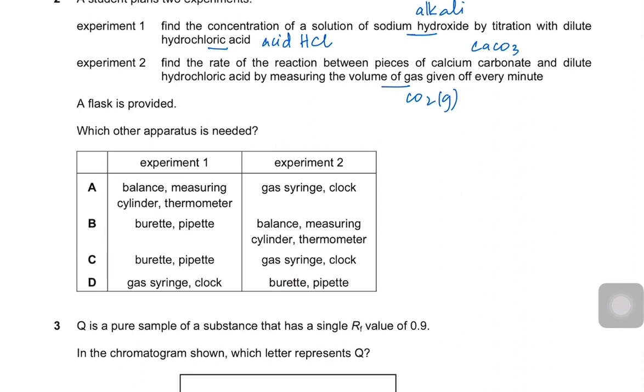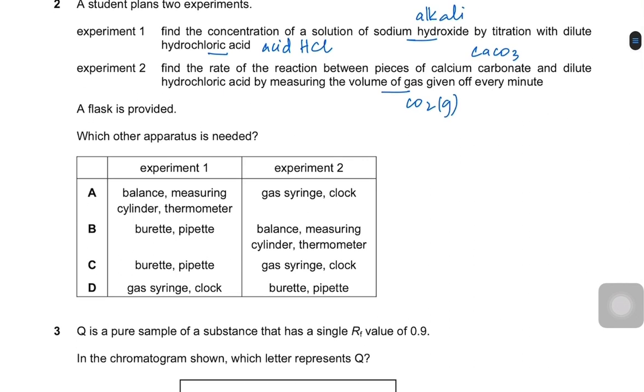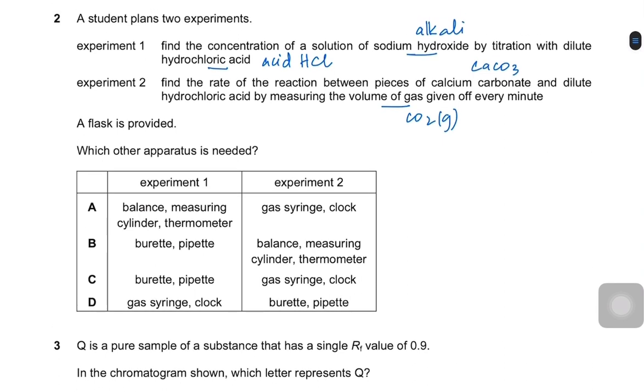So if I'm not wrong, for the first experiment it's titration, and for the second experiment it is actually a rate of reaction. So let's see. For first experiment you need a balance. Why would you need a balance? Because both are aqueous solutions, so you don't need a balance. So option A is wrong. For the option B, it says burette and pipette, which makes sense because it is indeed titration.